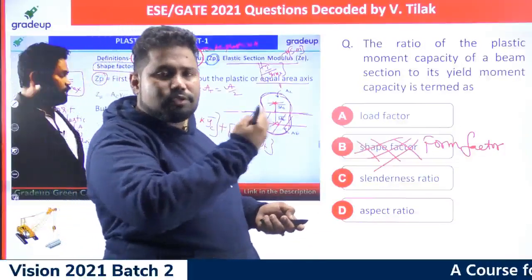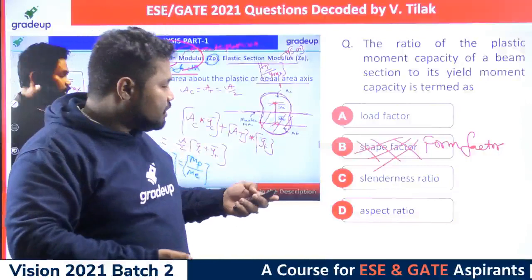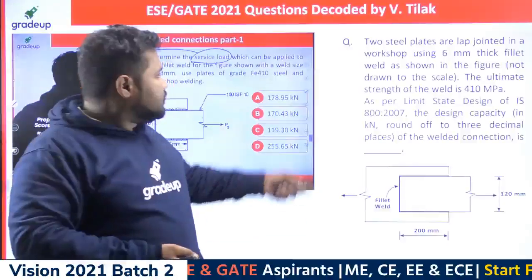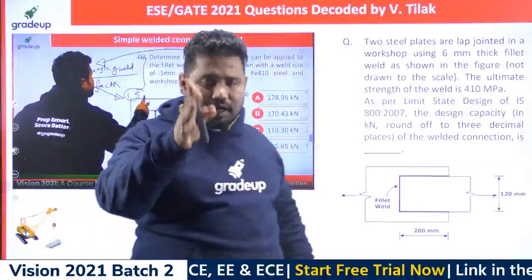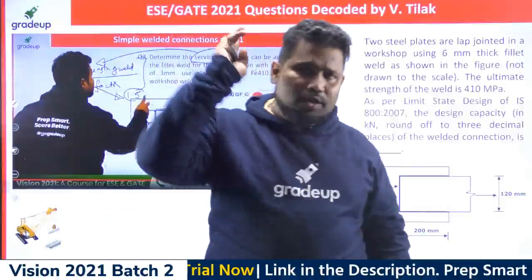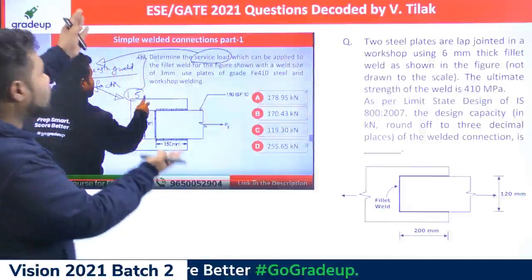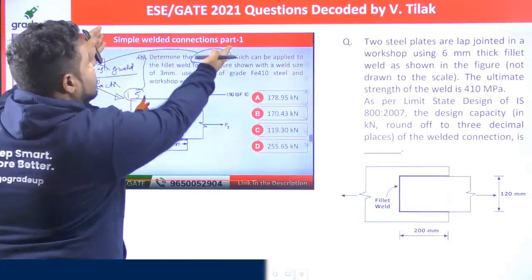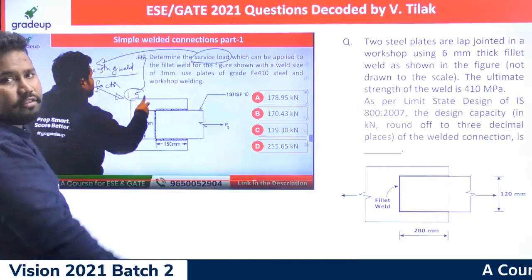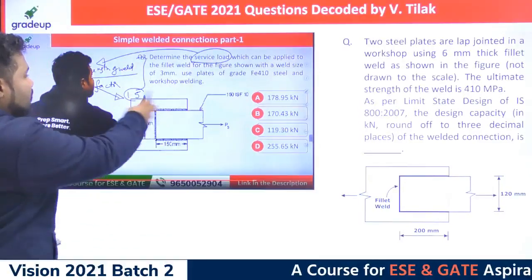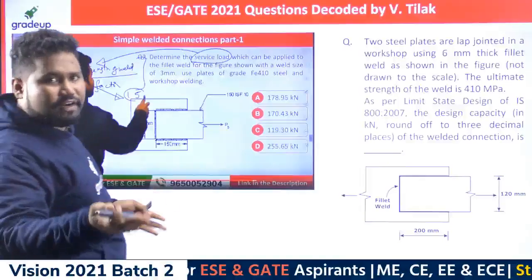So in that way the booster series happened, in that way the startup series is also happening. Now the second question, as I already mentioned, in steel structures definitely a question will come, right? Yes, if you want a proof you can say simple welded connection part 1. This we had already taught. This is the same type of thing, but maybe numericals will definitely change.